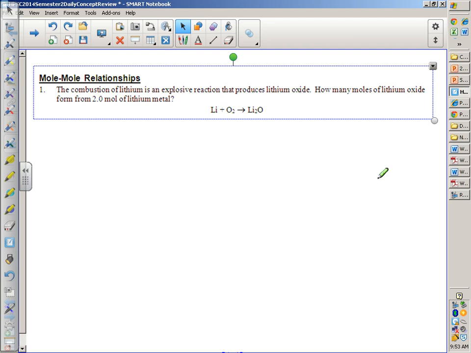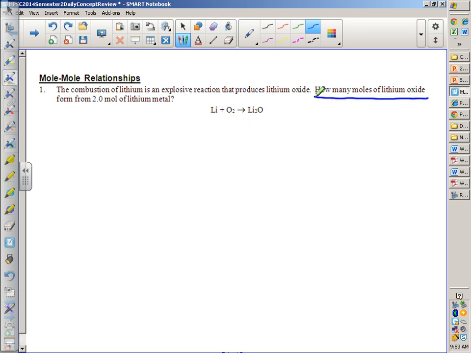Balancing. Nope. What am I looking for? What are we looking for, right? So, based on this problem here, what are we looking for? Based on what's written to you here, what are we looking for in this problem? Good. Anybody? What are we looking for? Rita. How many moles of lithium oxide form from 2 moles of lithium metal? Okay. How many moles of lithium oxide, right? That's what we're looking for. So, question mark, moles of lithium oxide. And that's lithium oxide from the formula there. Okay? So that's what we're looking for.